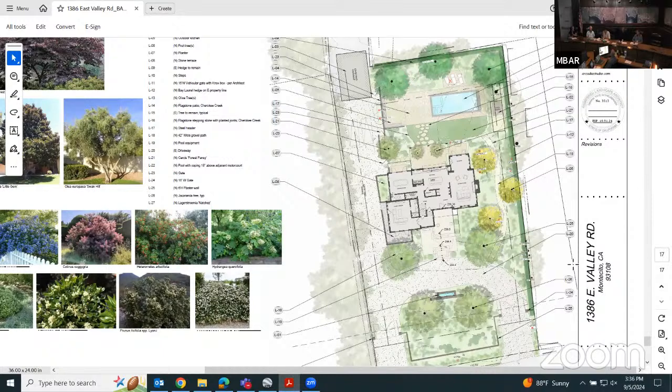Anyway, I think the pool would probably be a better solution put in the back. The landscaping, I think, will probably be very nice. I'm still not there with you on how you want to fix the front. Can you go back to the front?